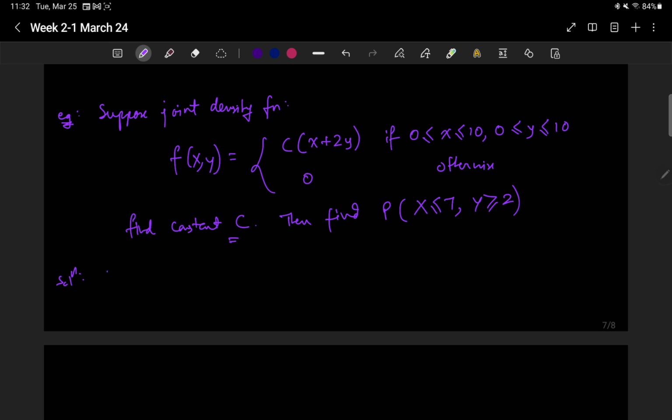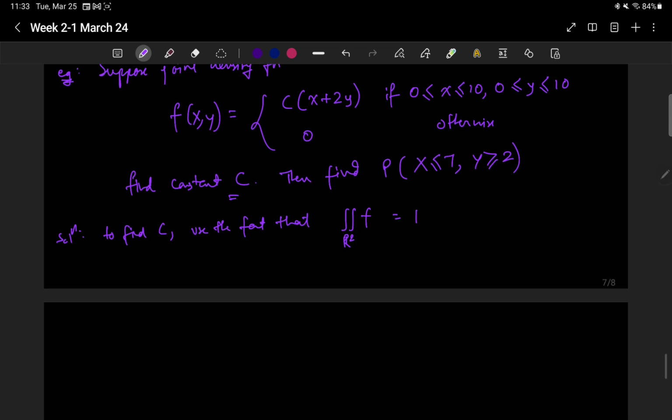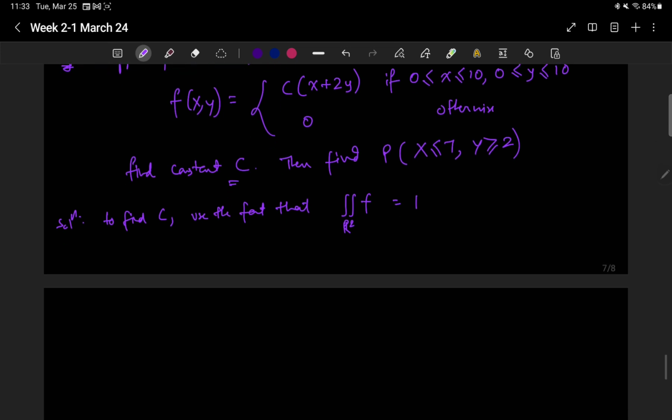So, solution: to find c, we use the fact that the double integral of f over R squared equals 1. So really what we're saying is, if we go all the way from negative infinity to infinity for both, it's a huge region, right?